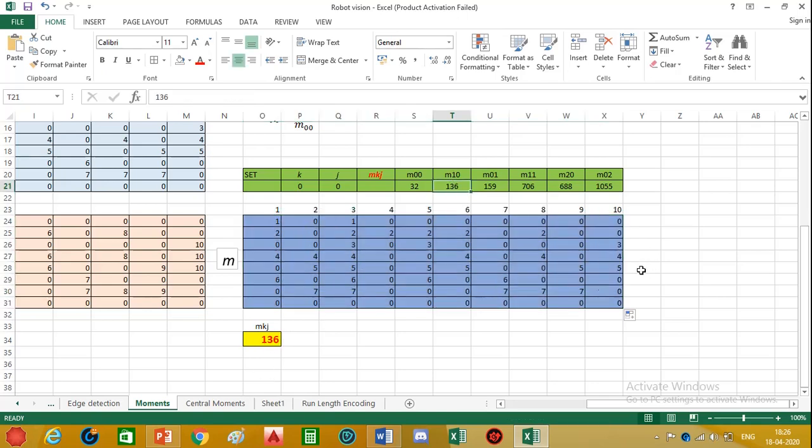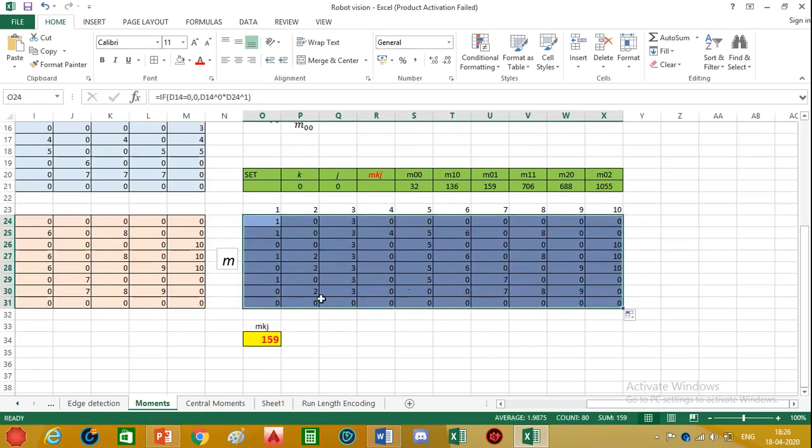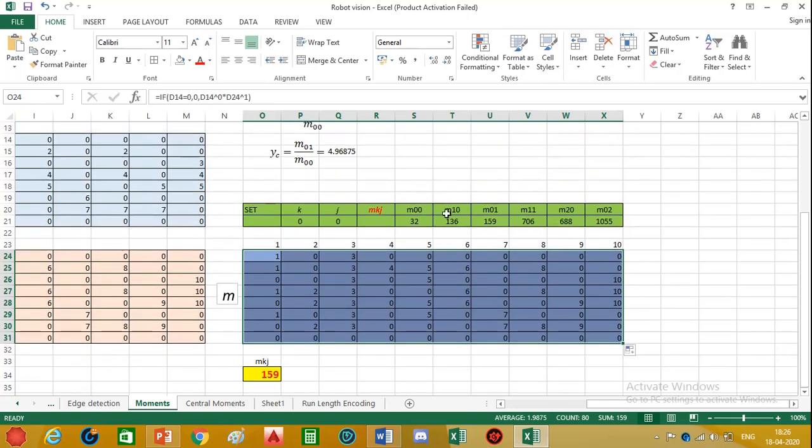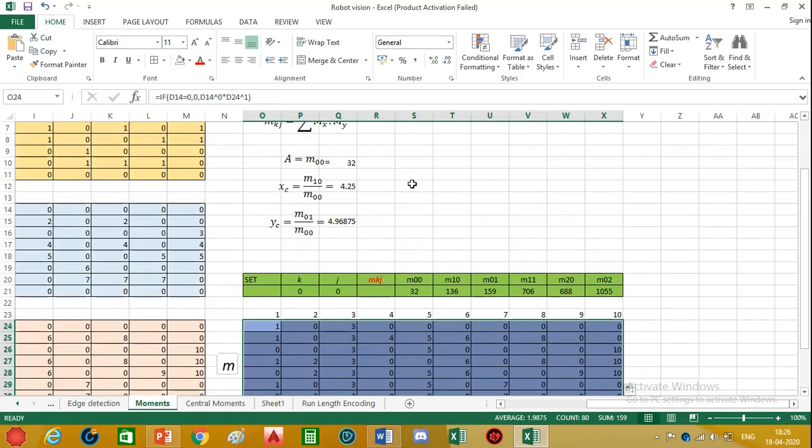Similarly, to obtain the value of M01, another first order moment, we set k equal to 0 and j equal to 1. The matrix M is updated to give us the value of M01, which is 159. Once we get the values of the first order moments M10 and M01, we can then compute the centroid.